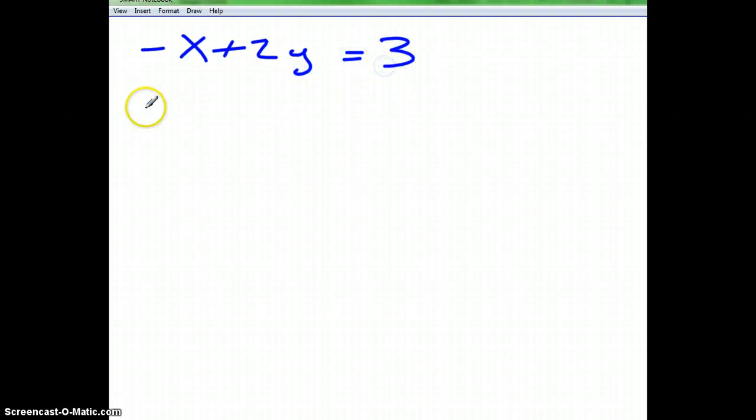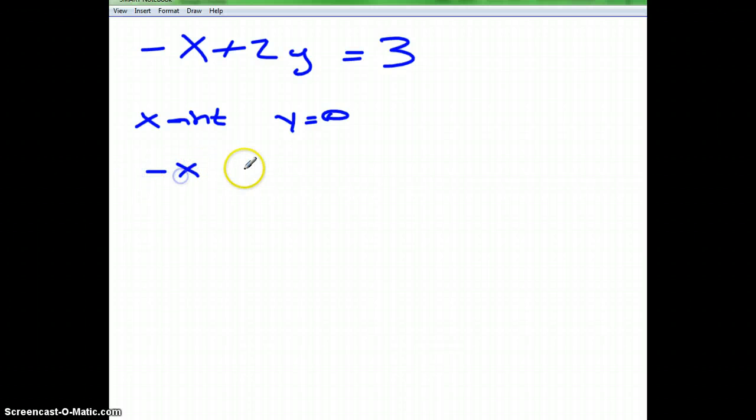Okay, so I want to use the intercepts. There are two intercepts, x-intercept and y-intercept. If I find the x-intercept first, I want x in an x-intercept, which means that y has to be 0. So we go ahead and plug 0 in for y. So negative x plus 2 times 0 is 0, equals 3. So if I divide by negative 1, x equals 3.